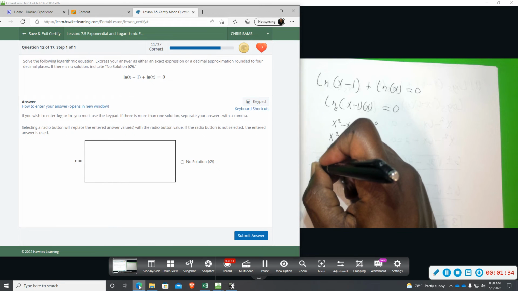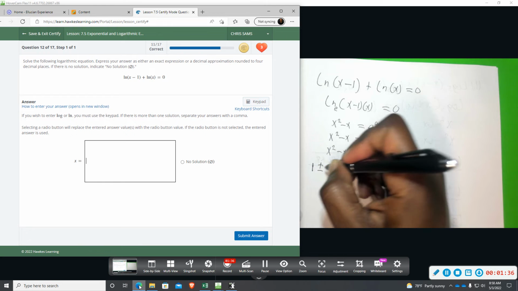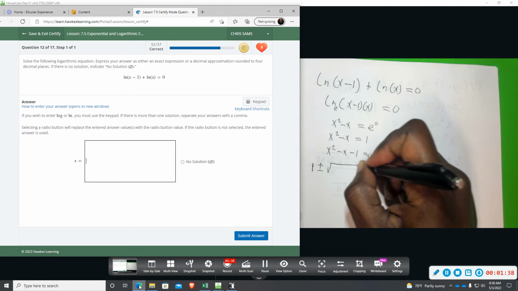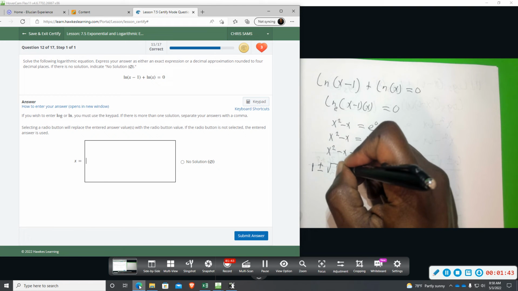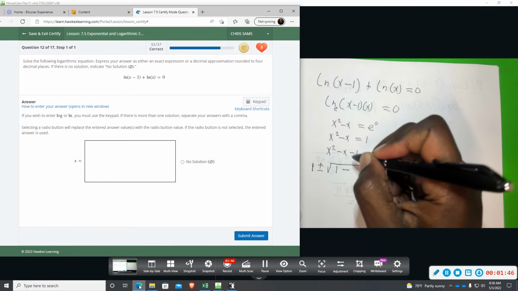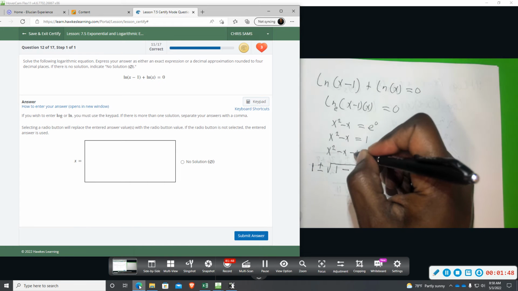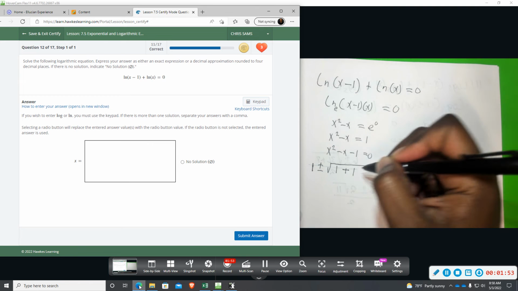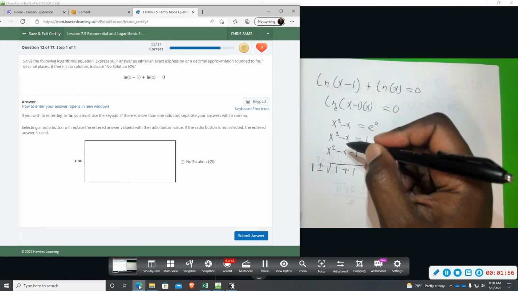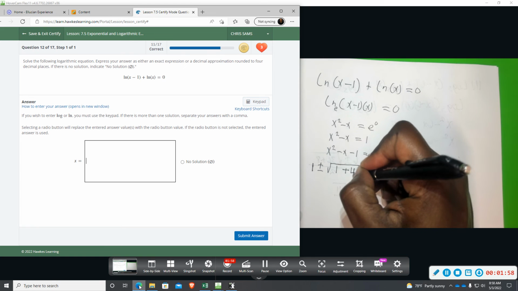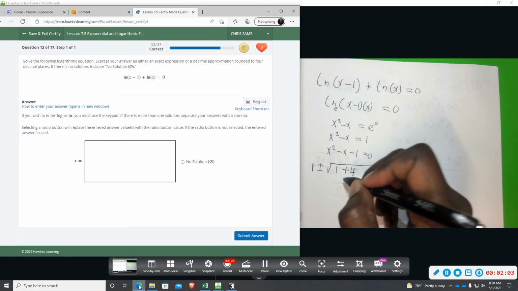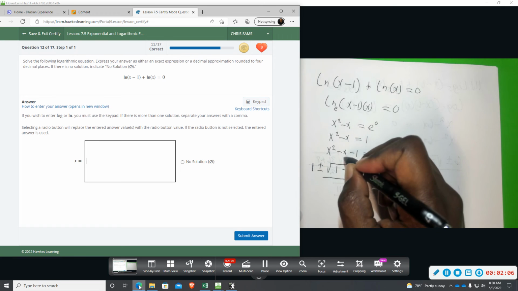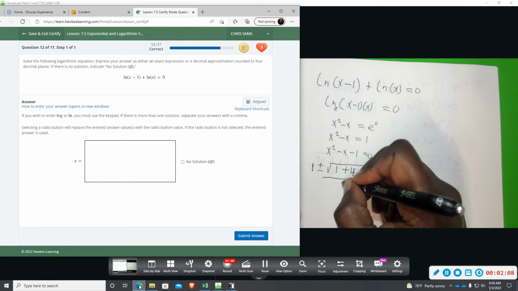negative b, which will be a positive 1, plus or minus the square root of 1 squared, which will be positive 1, minus 4 times a times c. Both of those are 1, so that negative 1 is going to make it turn positive, so that'll be back to 1. So minus 4, so it should be a 4. That's what I'm missing. Minus 4 times a times c, that should be a positive 4, all over 2 times a, which will be 2 times 1.